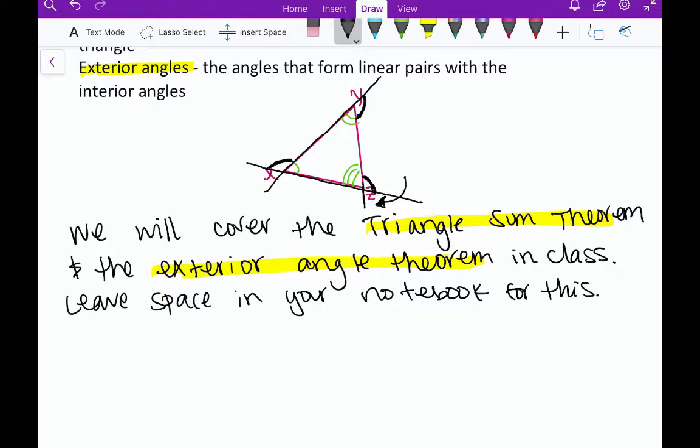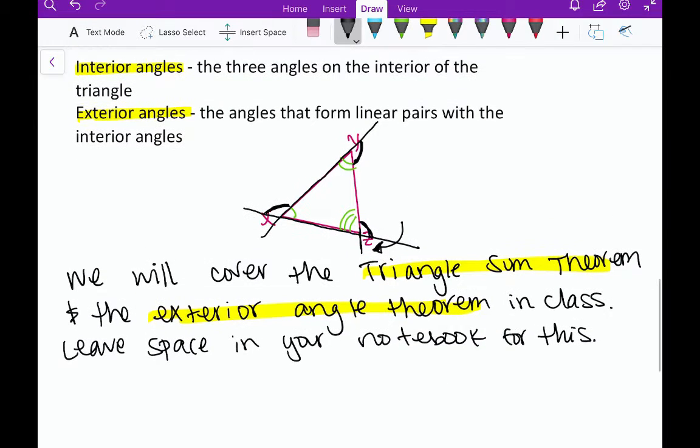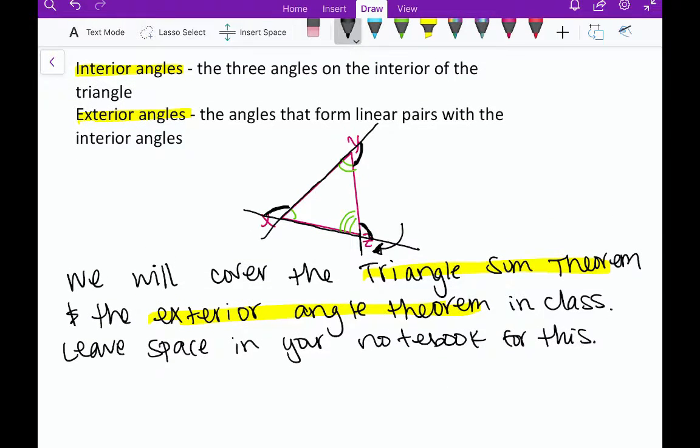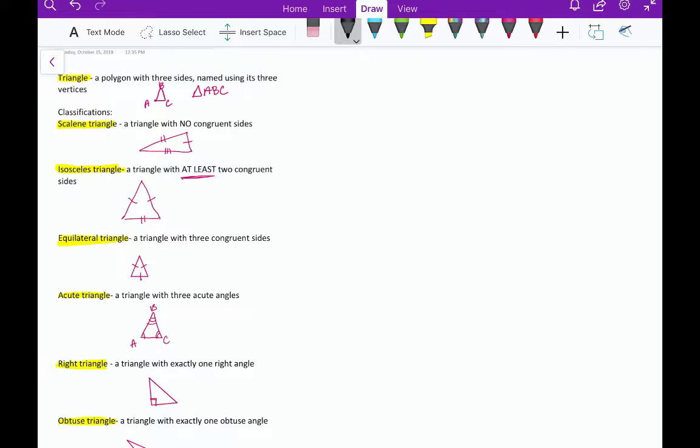We're going to cover the triangle sum theorem and the exterior angle theorem in class, so just make a spot in your notebook for that. We're going to use GeoGebra to explore that a little bit. So you need to be able to classify triangles based on these classifications that I identified here, both with their angles and with their sides.